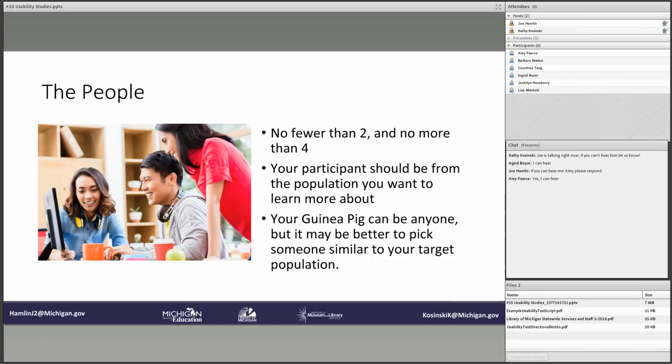But I also included the guinea pig in the earlier ones, and this can be anyone. It's essentially a way for you to run through the questions and make sure everything makes sense. It may be better to pick someone similar to your target population, but in a crunch, you can just talk to a colleague or a coworker, or even a husband, wife or other partner, and say, hey, I need you to go over these questions, do they make sense? Just to run through it so you know you're not missing anything obvious, and that if you're doing something on the computer, the computer works. So you don't end up in a horrible situation of, oops.